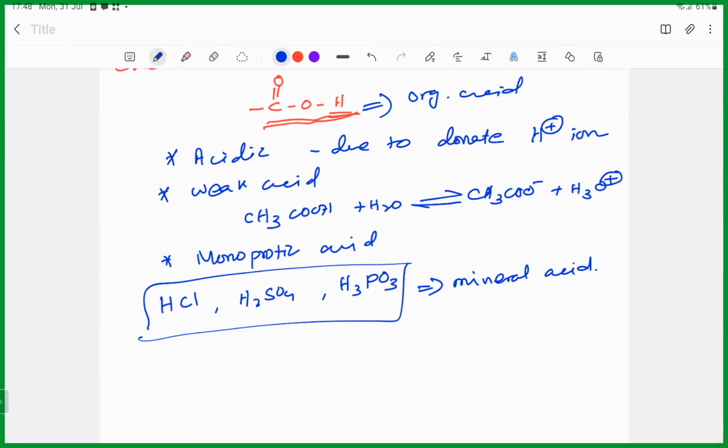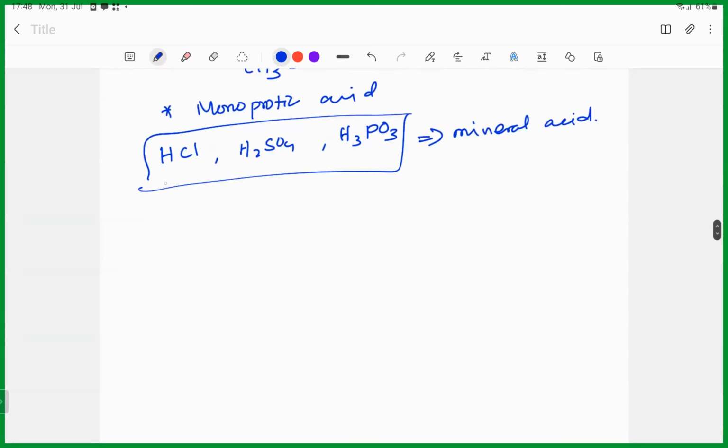Is it clear? Organic acid means it contains the COOH group. Mineral acid means it contains H plus ion. That's the meaning. If it contains only one H plus ion, it is monoprotic; 2 H plus ions, diprotic; 3 H plus ions, triprotic. More than that, it becomes polyprotic. For example, H4P2O7 is a polyprotic acid. So with more protons, it becomes a polyprotic acid.